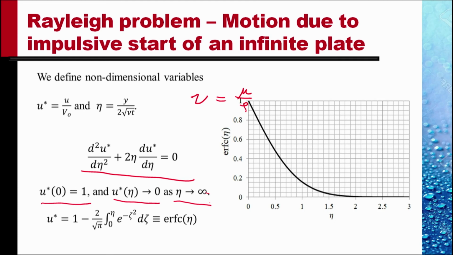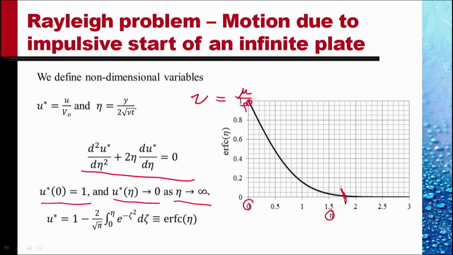The complementary error function at eta equal to 0 is 1 and it decreases very sharply, and at a value of about 1.8 it has reached a value less than 1%, less than 0.01. The complementary error function of eta represents u star, the non-dimensional velocity.